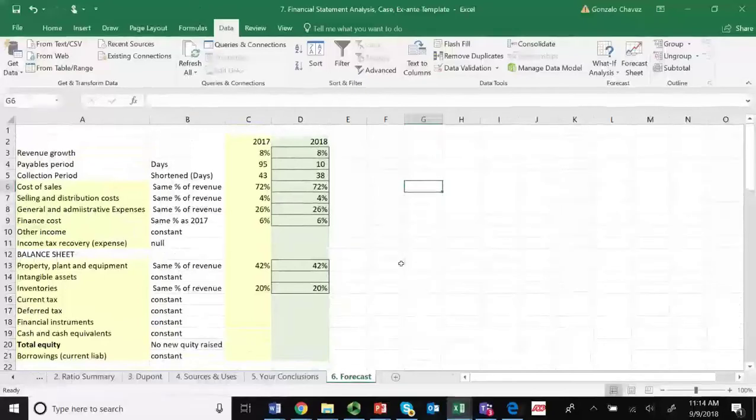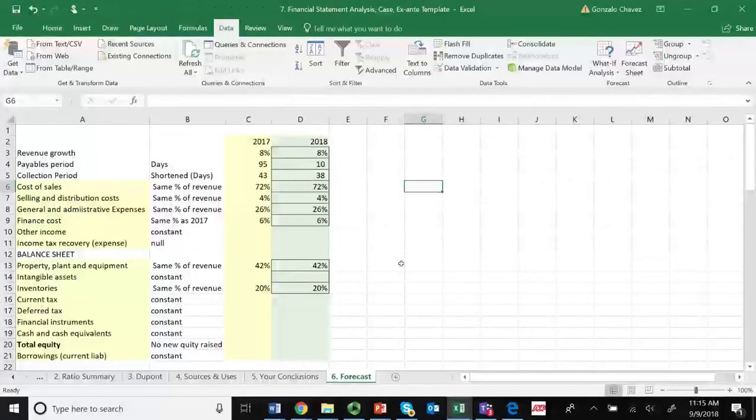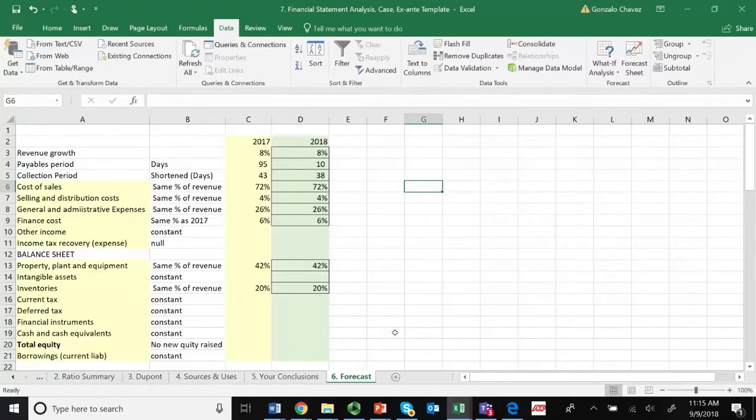So this is a demonstration of how we apply the external or additional funds needed approach. Remember, this is a forecasting exercise that will help you determine how much funds you need to raise in order to fund a specific growth target. We start with the sixth sheet in the template that you will use to generate your first assignment. And I want you to note the following.